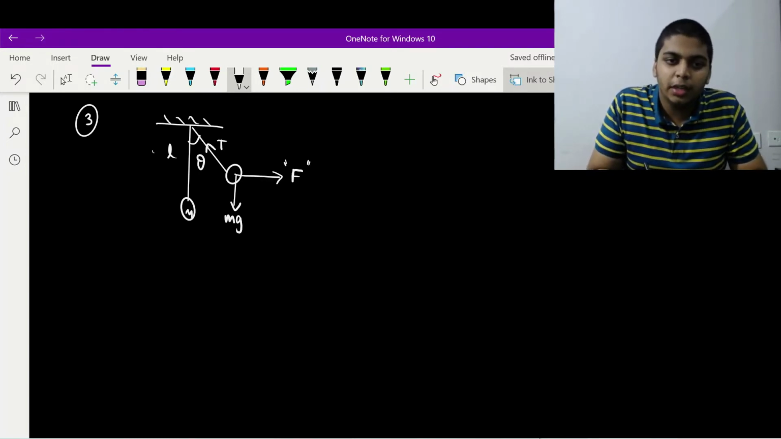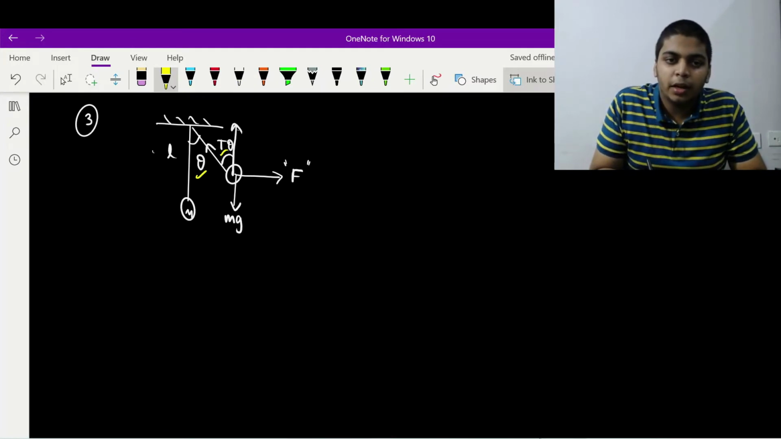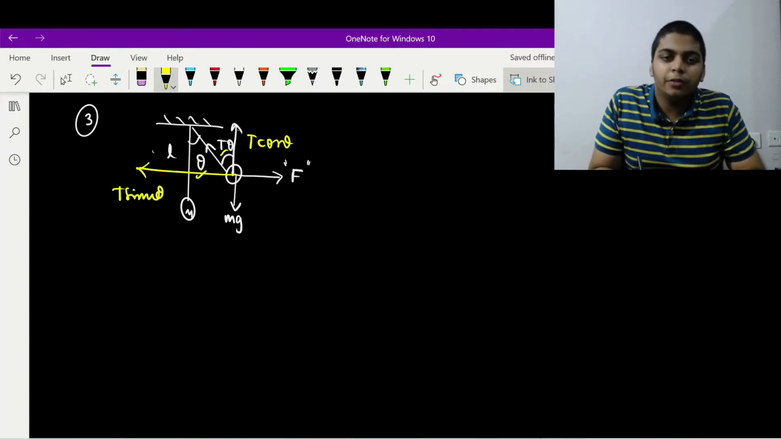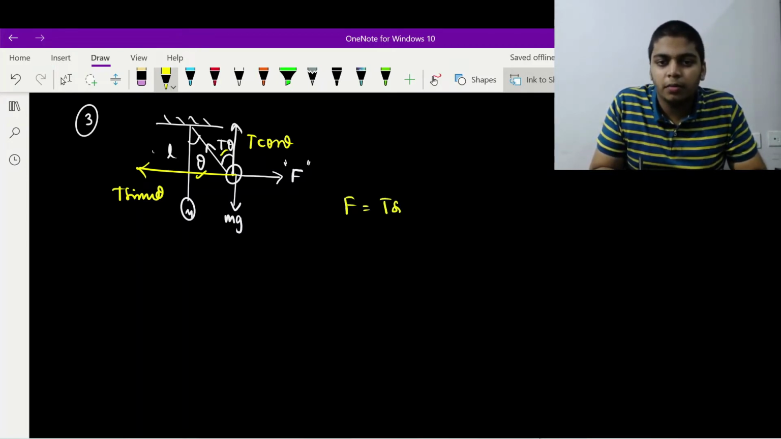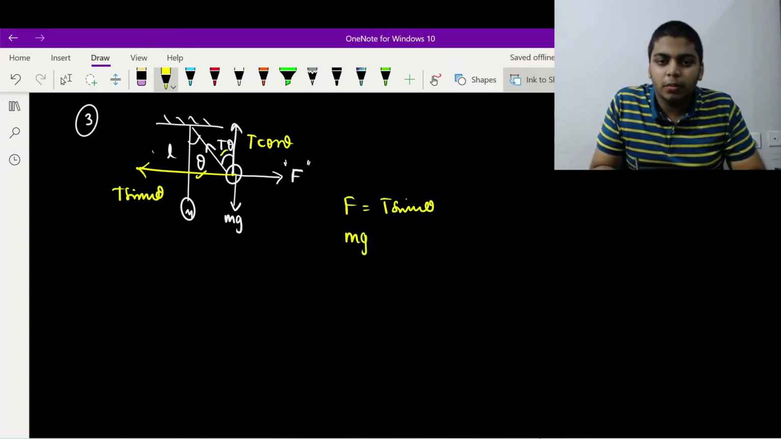So if this is T, then you can also resolve your tension components. This will be your angle theta. So this component of tension is nothing but T cos theta, and this component of tension is nothing but T sin theta. So just equate the forces along the y-axis and x-axis. So your F is nothing but T sin theta, and your mg is nothing but T cos theta.